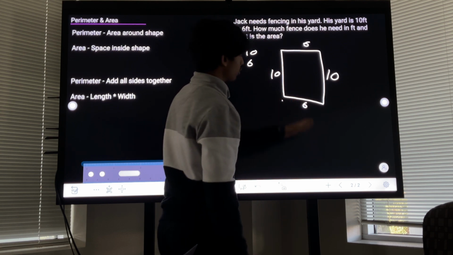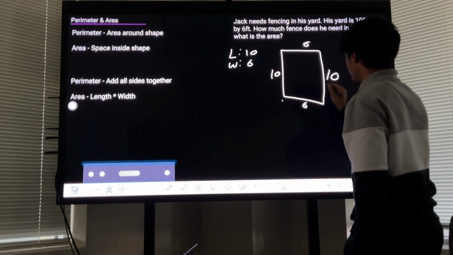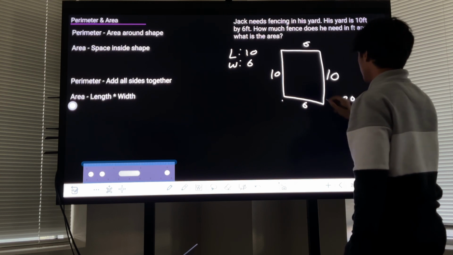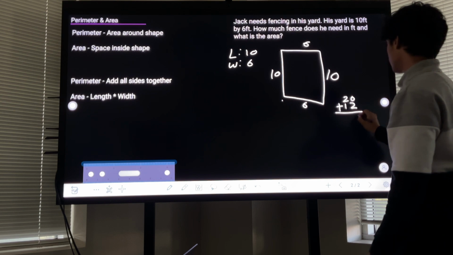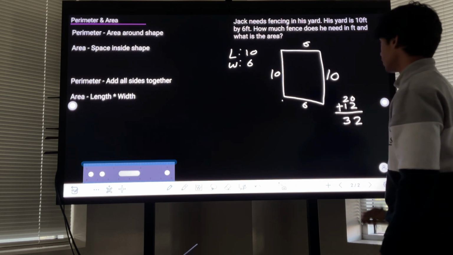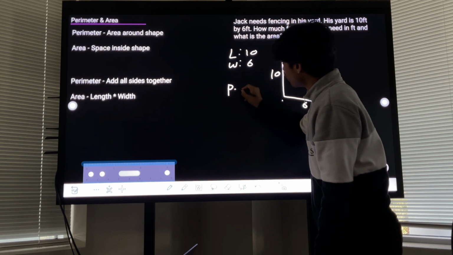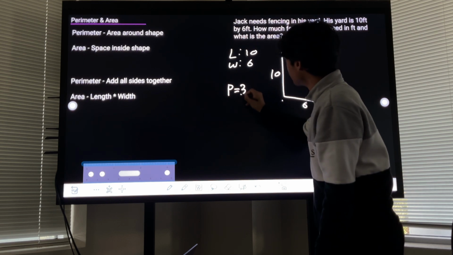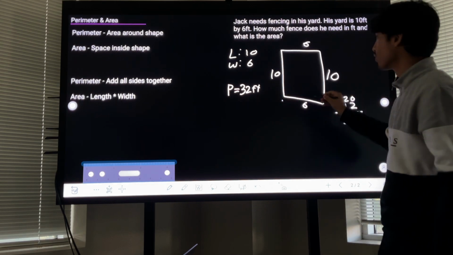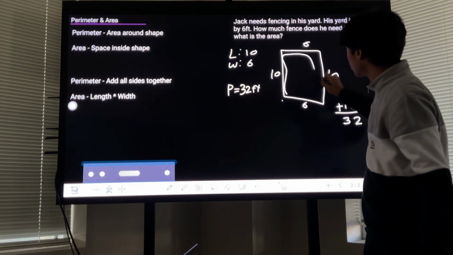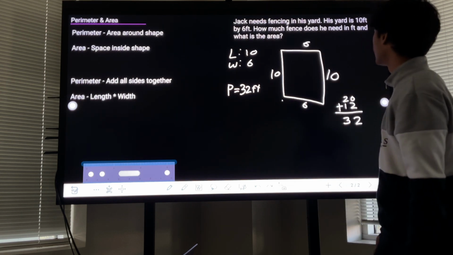Now we just add all the numbers together. 10 plus 10 is 20. 6 plus 6 is 12. 20 plus 12 is 32. So the perimeter is equal to 32 feet. That is also how much fencing he needs to cover the entire yard. So that's the perimeter.